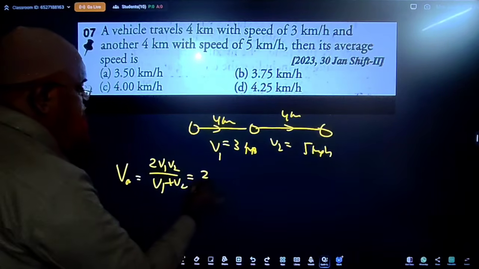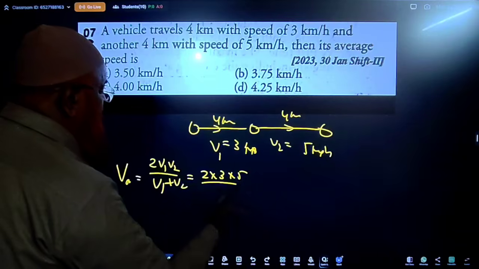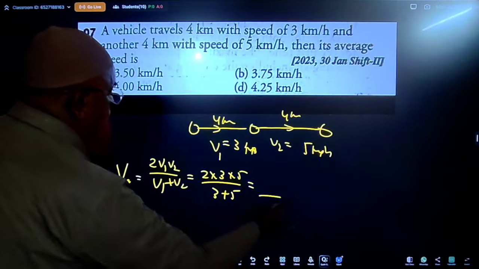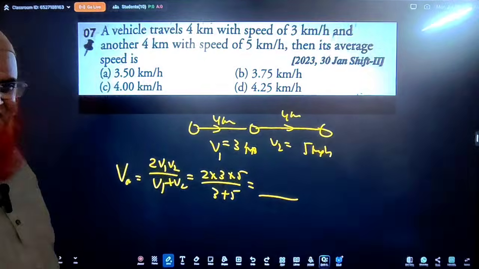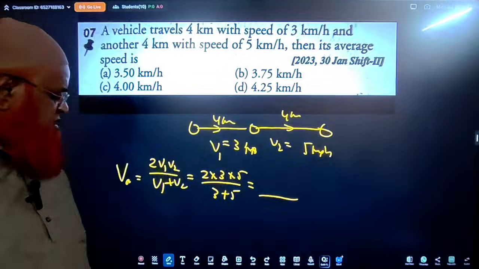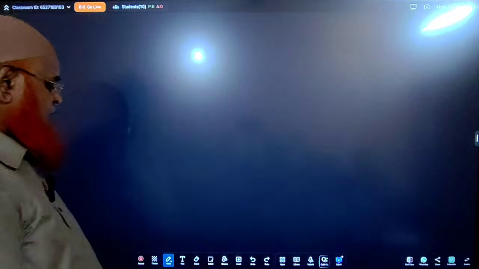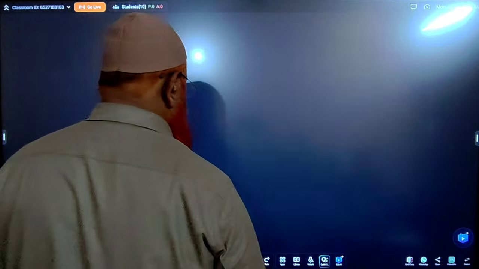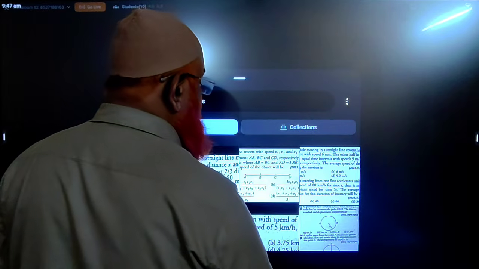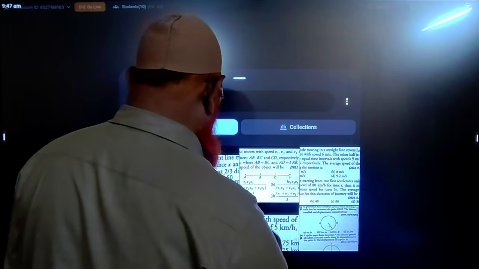2v1 v2 by v1 plus v2, that is 2 into 3 into 5 by 3 plus 5. Whatever you get after calculation is going to be the answer. Okay? Let us go for the next problem. This was already discussed by me in the previous class, so let us go for the next problem.